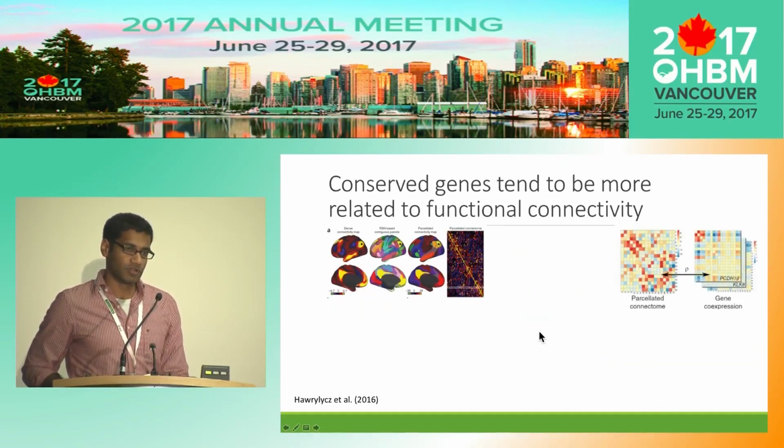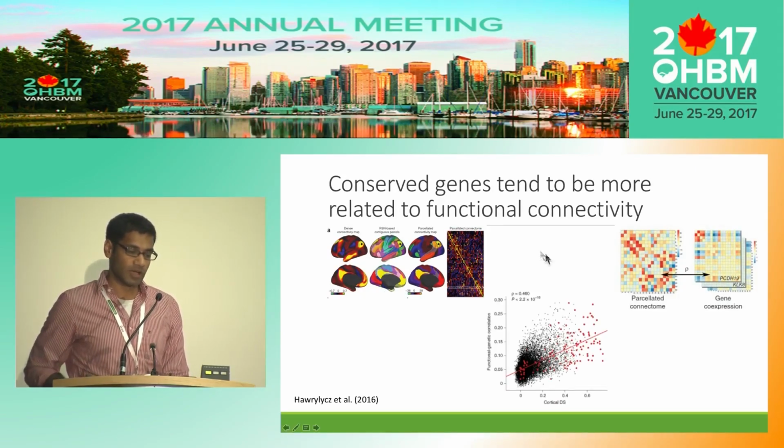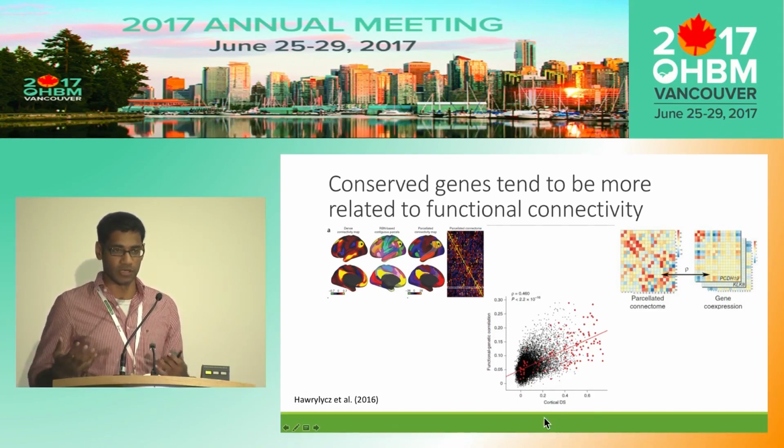So if you look at the differential stability, the genes that are very conserved in their expression pattern across individuals, and then you look to see how their expression pattern looks across these different regions, what you find is, on the y-axis here, the relationship between the functional connectivity and the gene expression similarity. And then on the right is the stability, or how reproducible that gene's expression is over individuals.